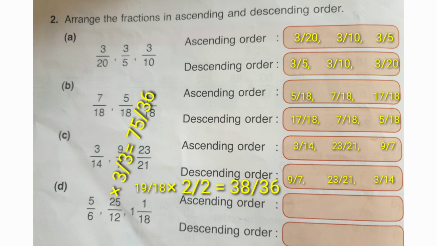25/12 is 75/36, while 19/18 is 38/36. We can see now that 38/36 or 1 and 1/18 is smaller than 75/36 or 25/12. Therefore, our answer: ascending order, 5/6, 1 and 1/18, and 25/12. Descending order: 25/12, 1 and 1/18, and 5/6.